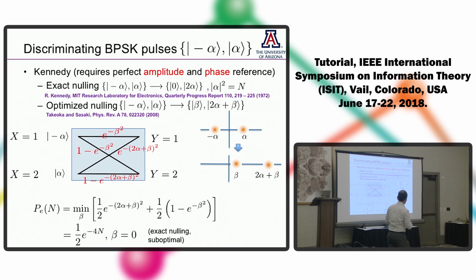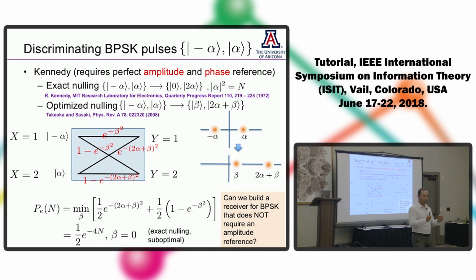I'm not writing the expression here, but by optimizing over the choice of beta, you can get a lower error probability than this. I'm not going to show you the expression, we'll show you the plot in a little bit. So this is not optimal nulling. So this idea of optimized nulling to get a better error probability was done in that paper by Masahiro. But note a couple of things here.